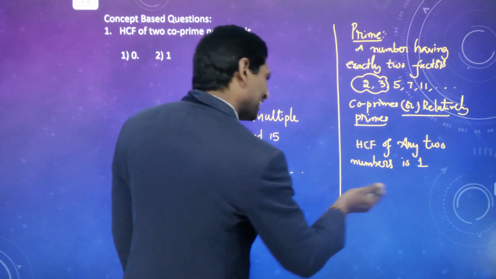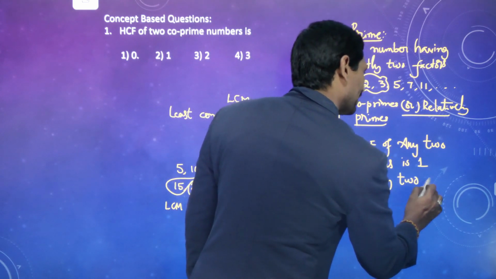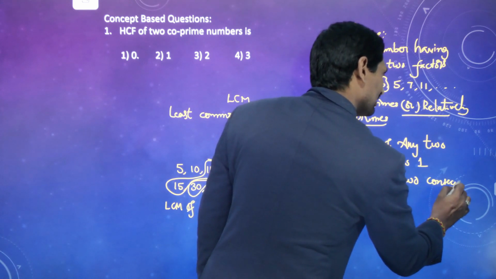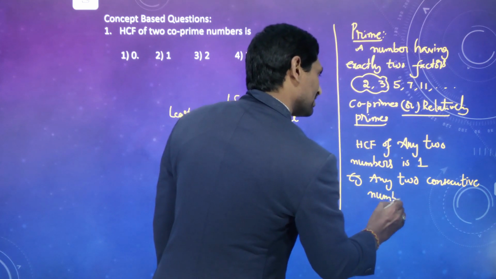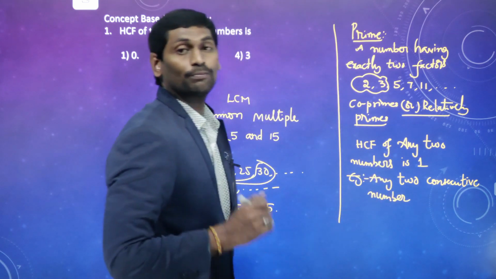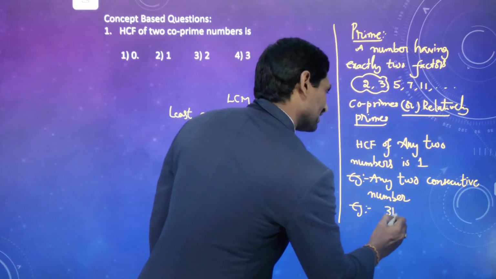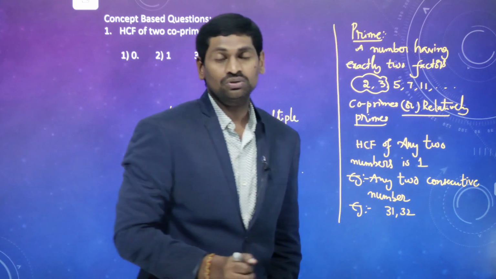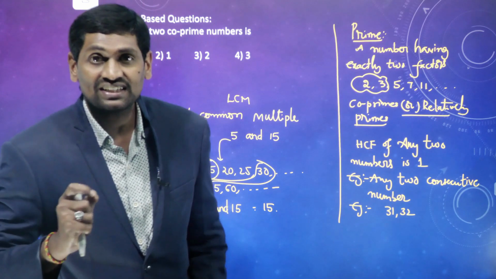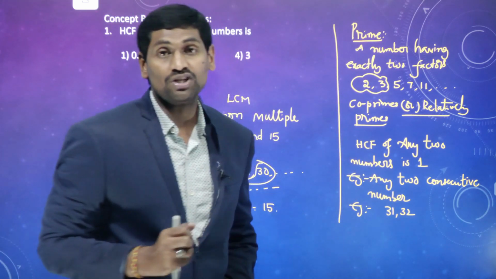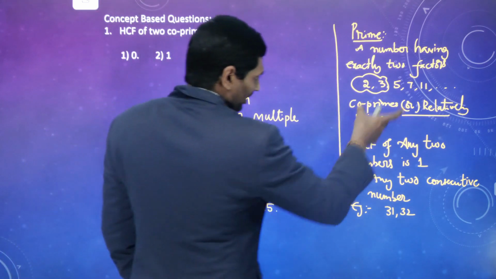For example, if you take any 2 consecutive numbers, consecutive is nothing but side by side numbers. If you take any 2 consecutive numbers, they are always co-primes. For example, 31 and 32. There is no common factor between them except 1. So we can say that 31 and 32 are called co-primes or relatively prime numbers. Okay? Right. So this is about co-primes.